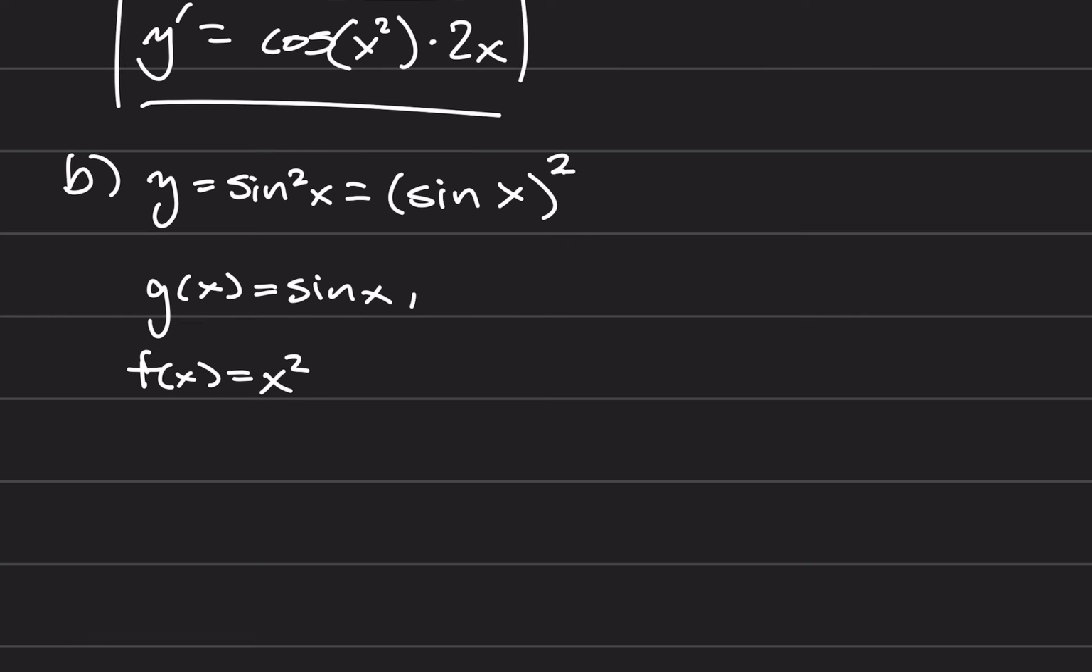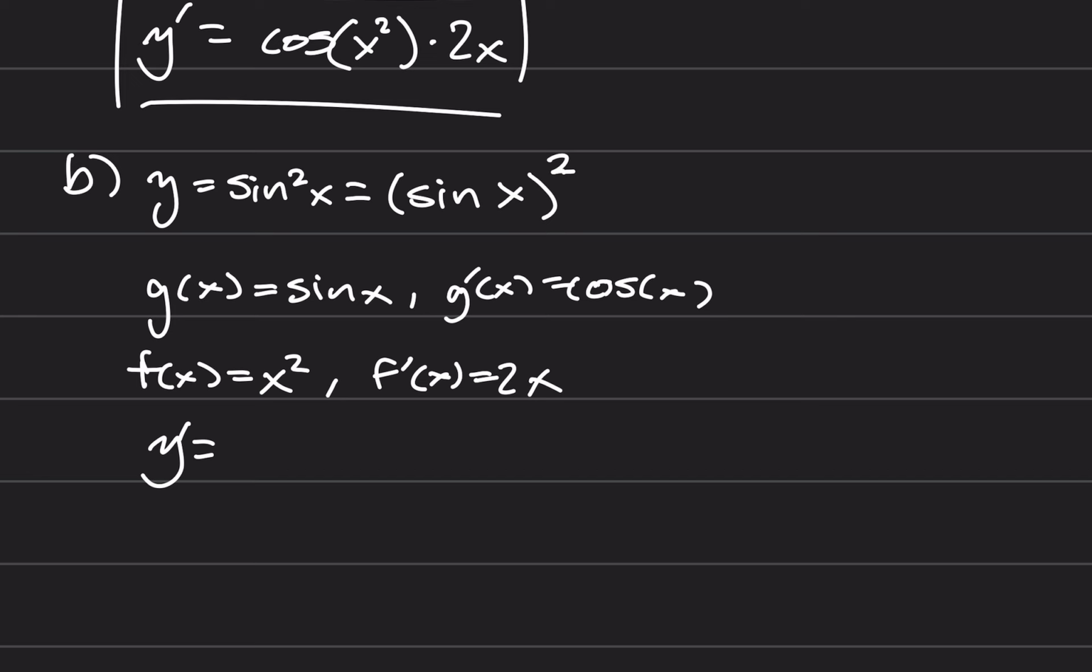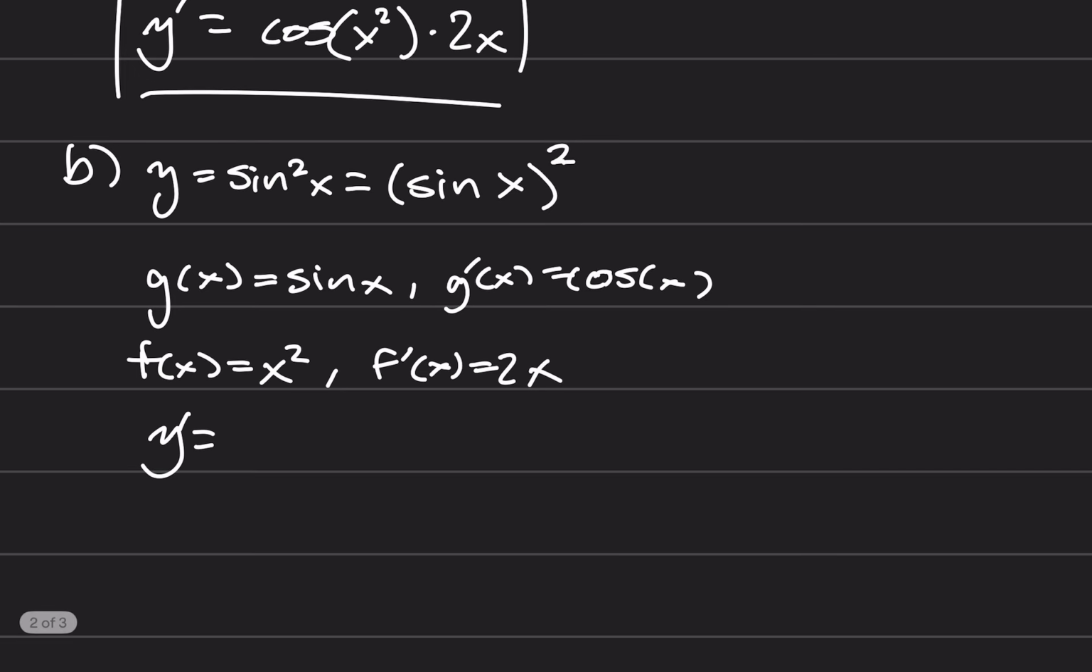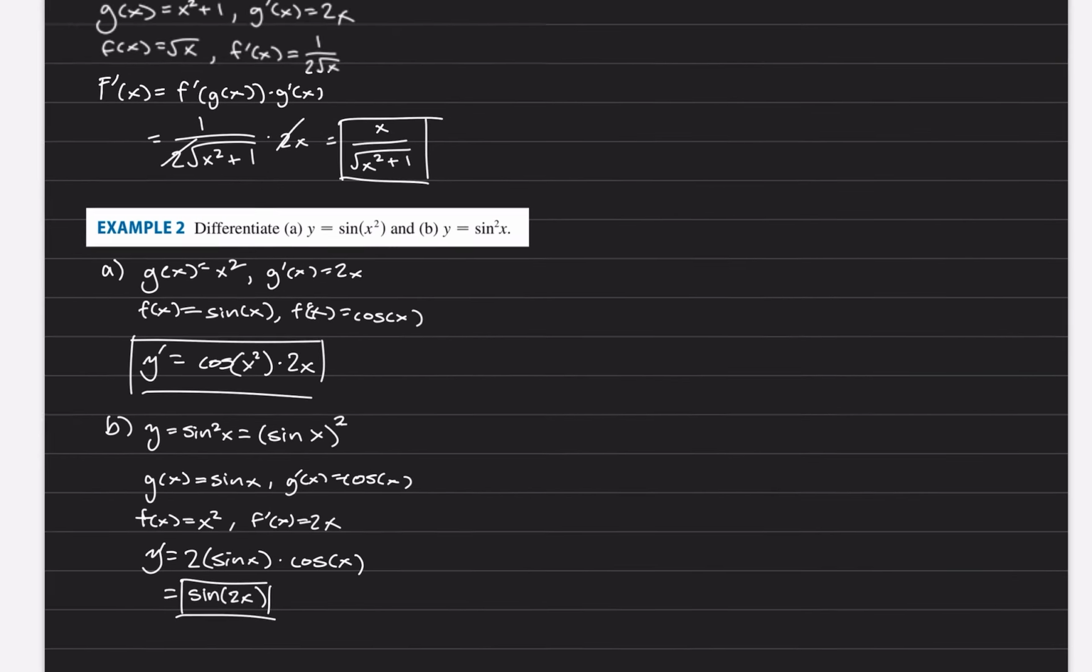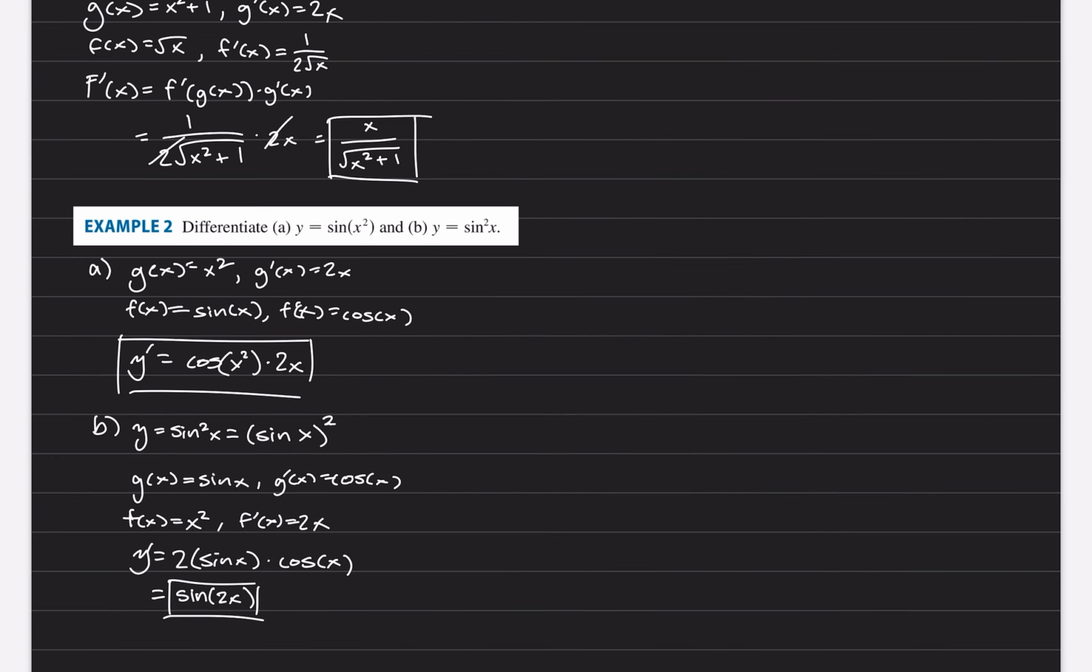Now, we're going to evaluate derivatives. You get cosine x, f prime, 2x. And finally, we're going to evaluate. That gives f prime of g of x, which is sine of x, times cosine of x, which is g prime of x. And this is equal to, if you remember your trigonometric identities, sine of 2x. This is our answer.